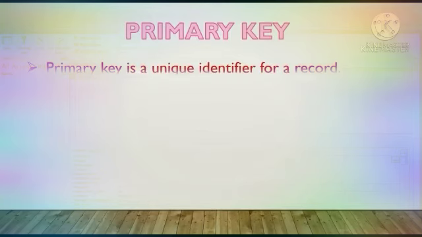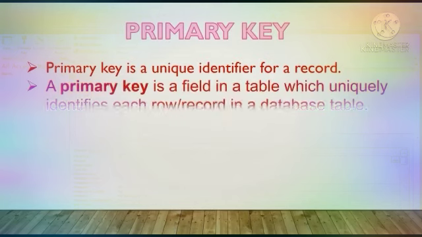Here we are going to discuss primary key. Primary key is a unique identifier for a record. It is a field in a table which uniquely identifies each row or record in a database table. For example, in students' details, we set student ID as the primary key because it is not supposed to be repeated for any other child.